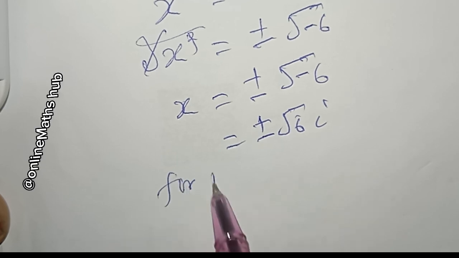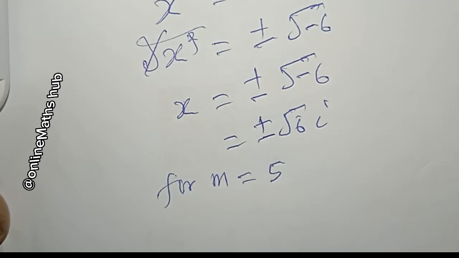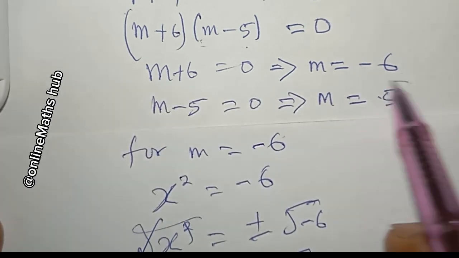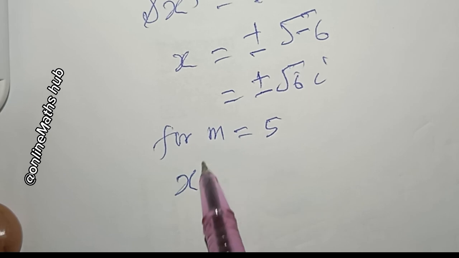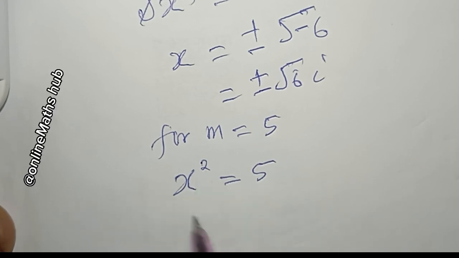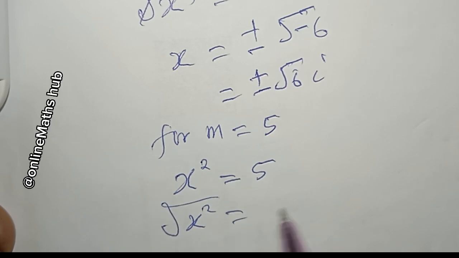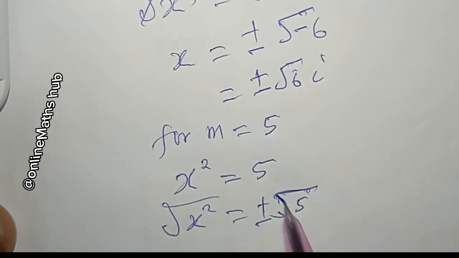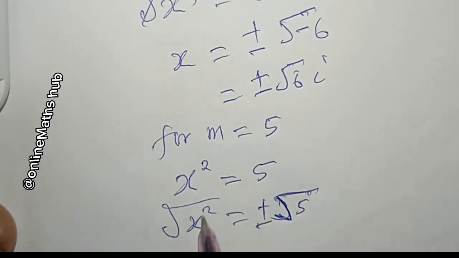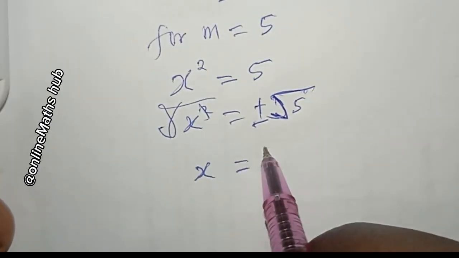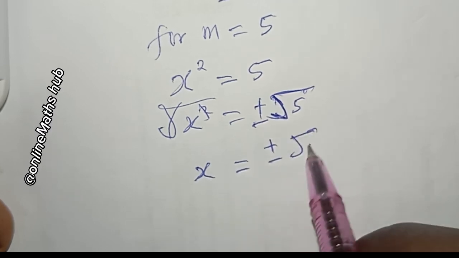Now we can find the value of x for m equal to 5, which is the second value of m. For m equal to 5, x squared is equal to 5, and taking the square root of both sides, x is equal to plus or minus the square root of 5. So our x is plus or minus root 5.